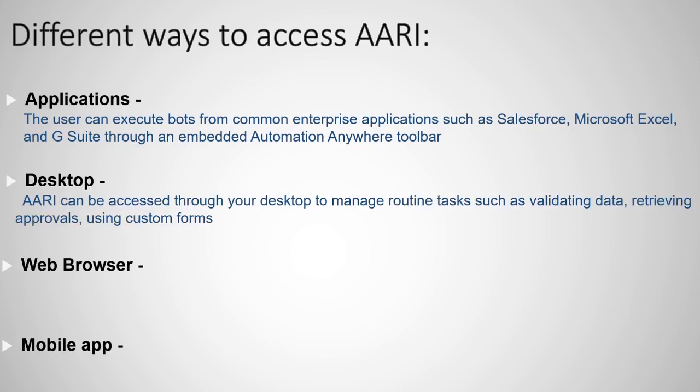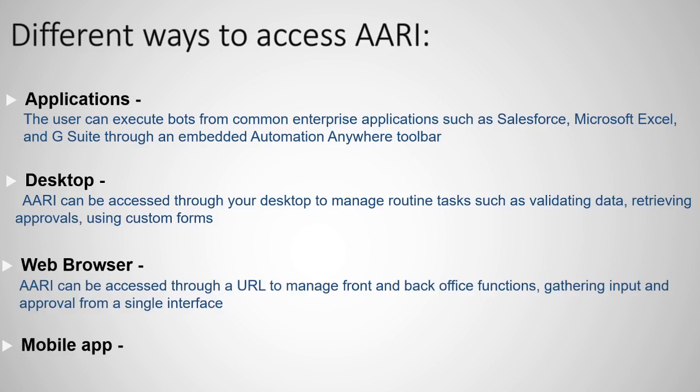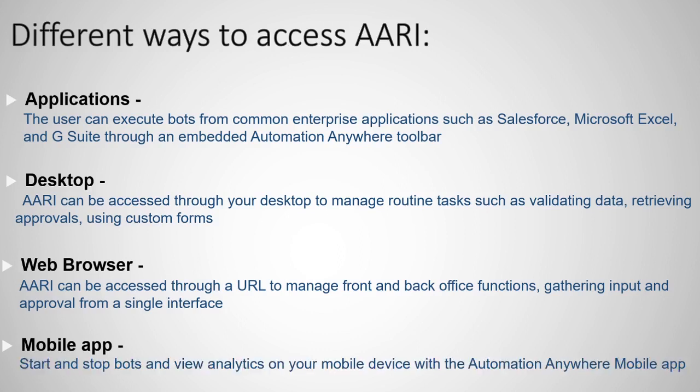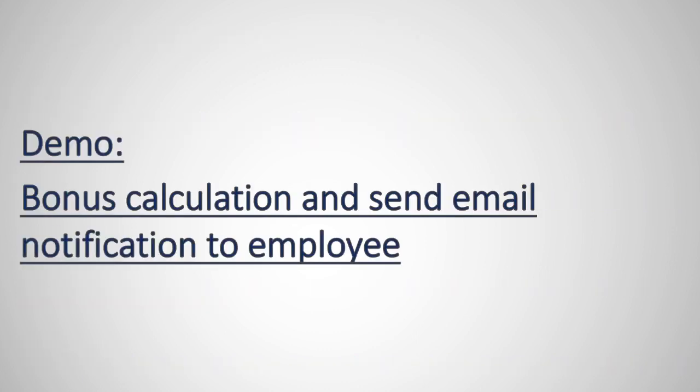Now, if we talk about the desktop, ARI can be accessed through your desktop to manage routine tasks such as validating data, retrieving approvals, and all these are done using custom forms. Now moving to the next point, that is web browser. ARI can be accessed through a URL to manage front and back office functions, gathering input and approval from a single interface. Now talking about the mobile apps. So if you have Automation Anywhere mobile app in your phone, you can start and stop bots and view analytics on your mobile devices.